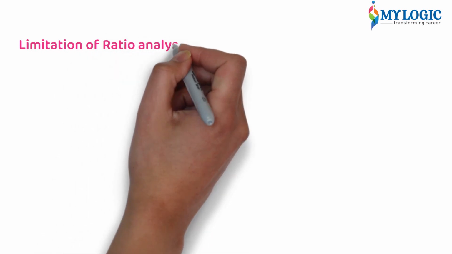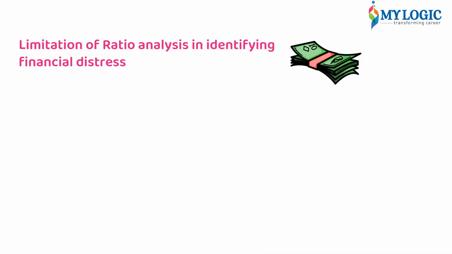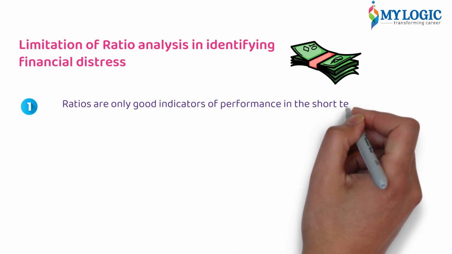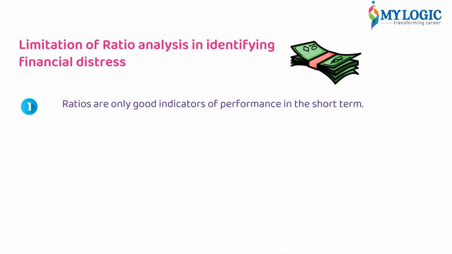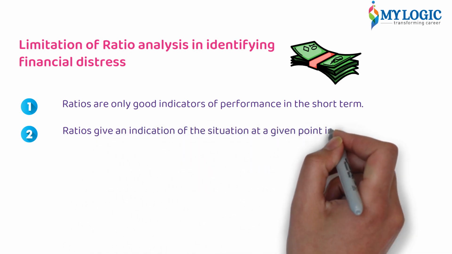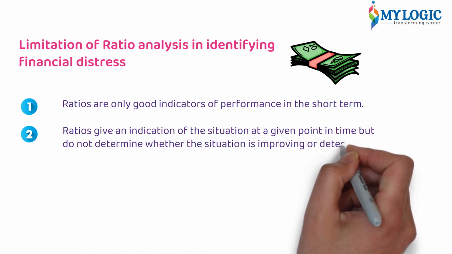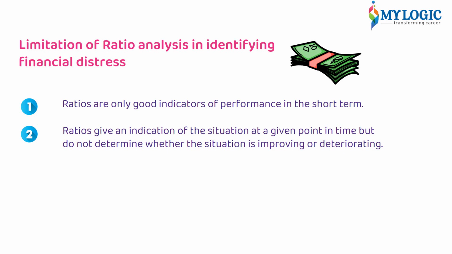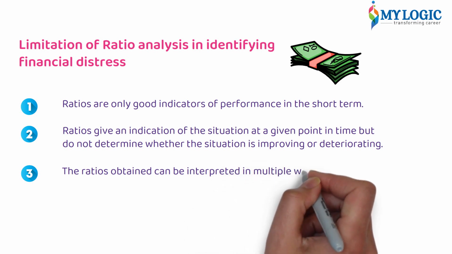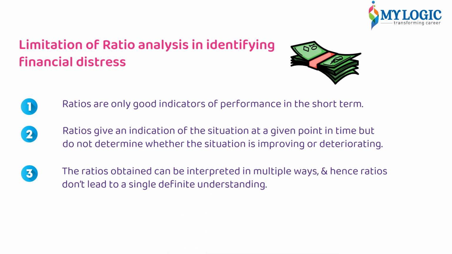Limitation of ratio analysis in identifying financial distress. Number 1. Ratios are only good indicators of performance in the short term. Number 2. Ratios give an indication of the situation at a given point in time, but do not determine whether the situation is improving or deteriorating. Number 3. The ratios obtained can be interpreted in multiple ways, and hence ratios don't lead to a single definite understanding.